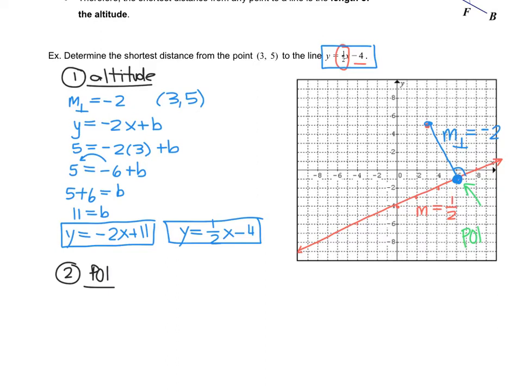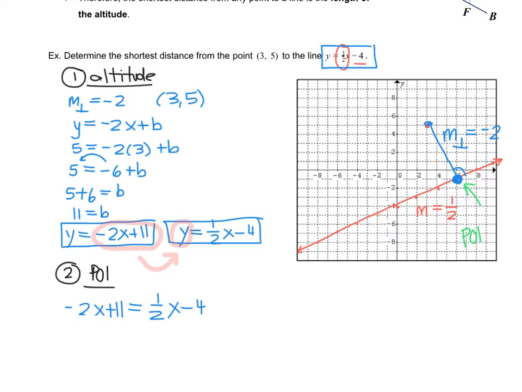Like I've said in another video, when both of my lines are in y equals mx plus b, I just like to do substitution because I know that y is equal to negative 2x plus 11. There's a y in my second equation, so I just do a little substitution there. So I'm going to write negative 2x plus 11 for y, and that's equal to 1/2 x minus 4. Now, there are two different things you can do right now.